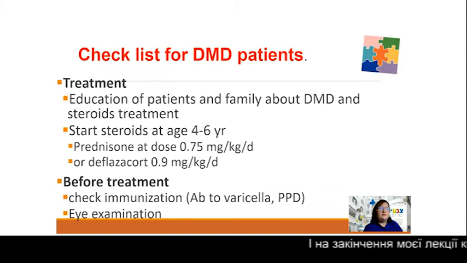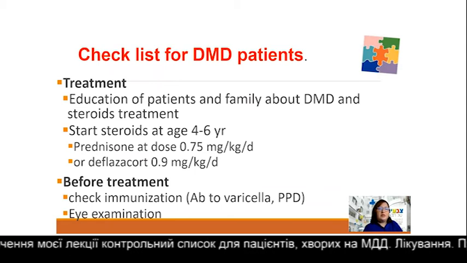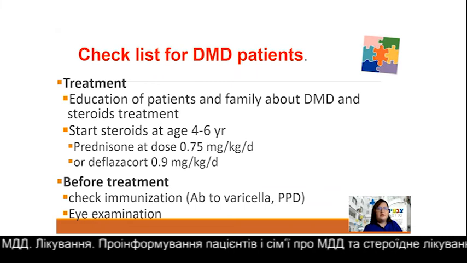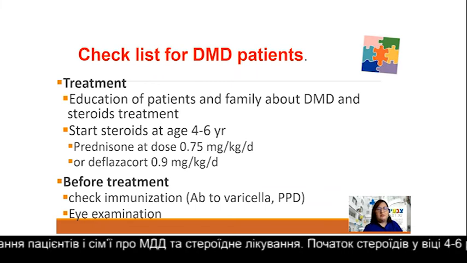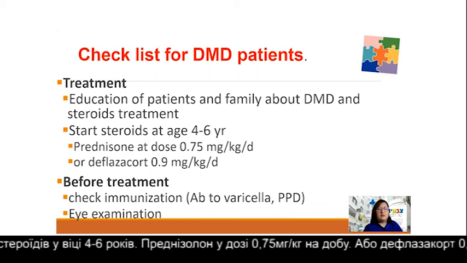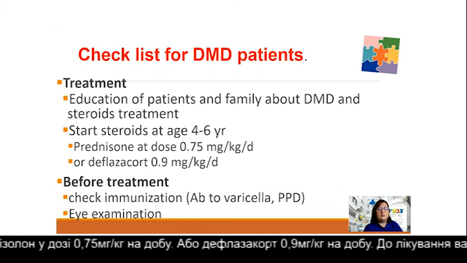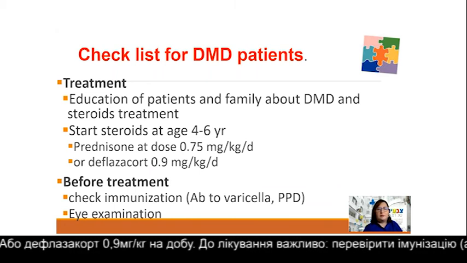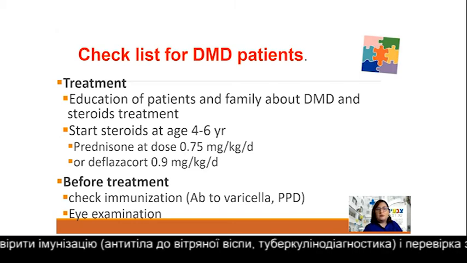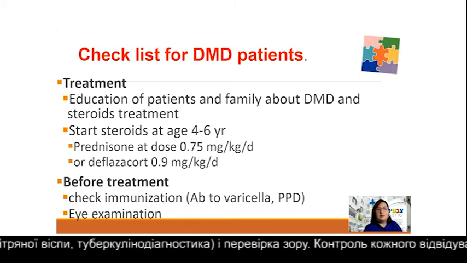And at the end of my lecture, I want to summarize management for DMD children. Education of patients and their families about DMD and steroid treatment is important. Steroids are recommended at age 4 to 6: prednisolone at a dose of 0.75 milligram per kilogram per day, or deflazacort at a dose of 0.9 milligram per kilogram per day.